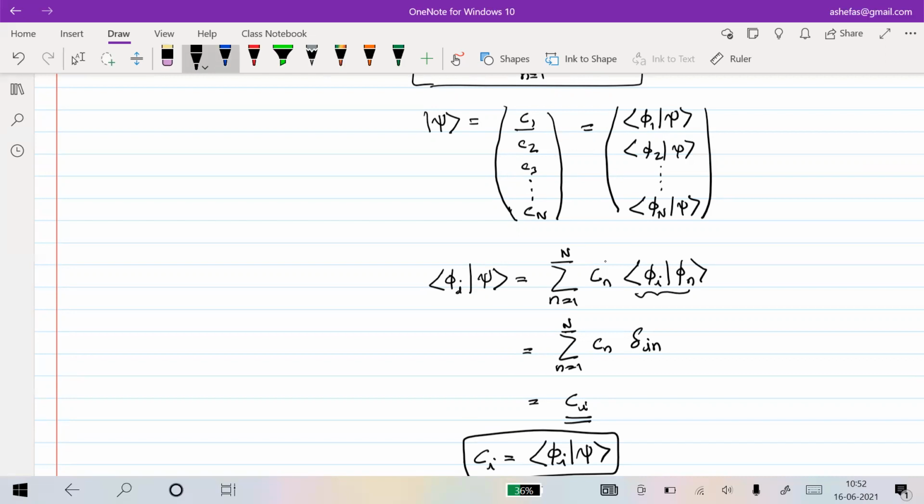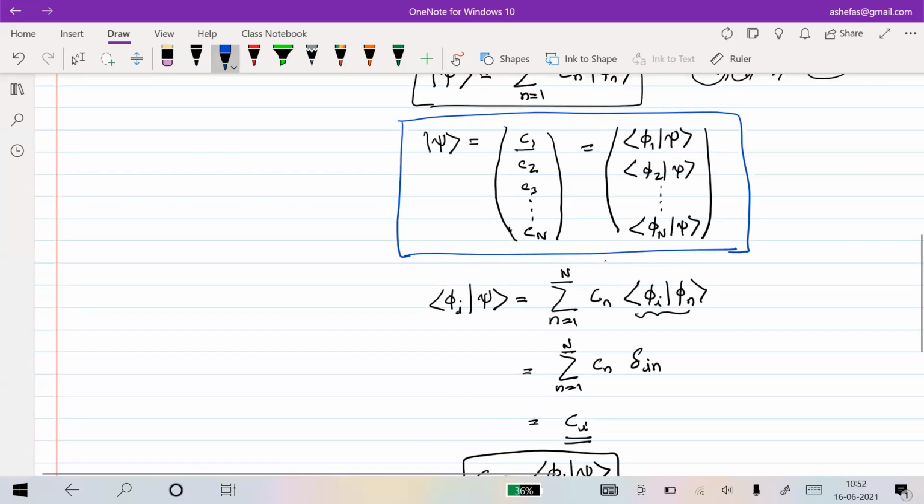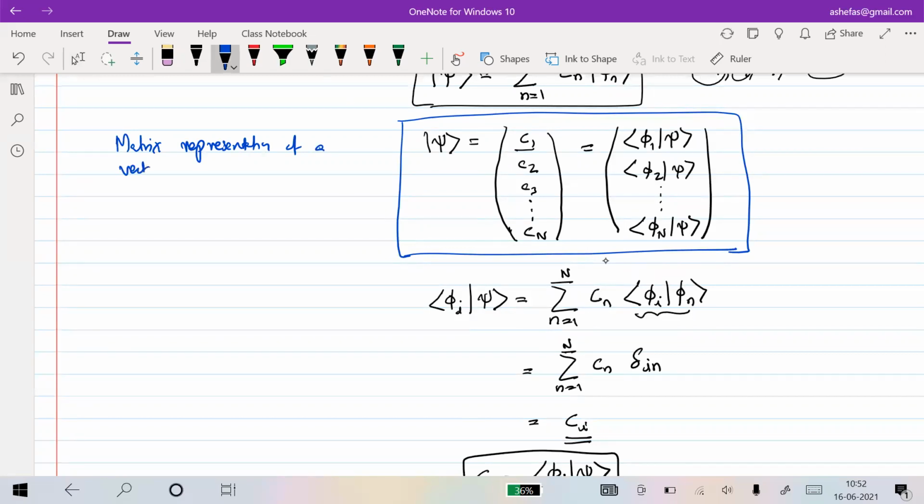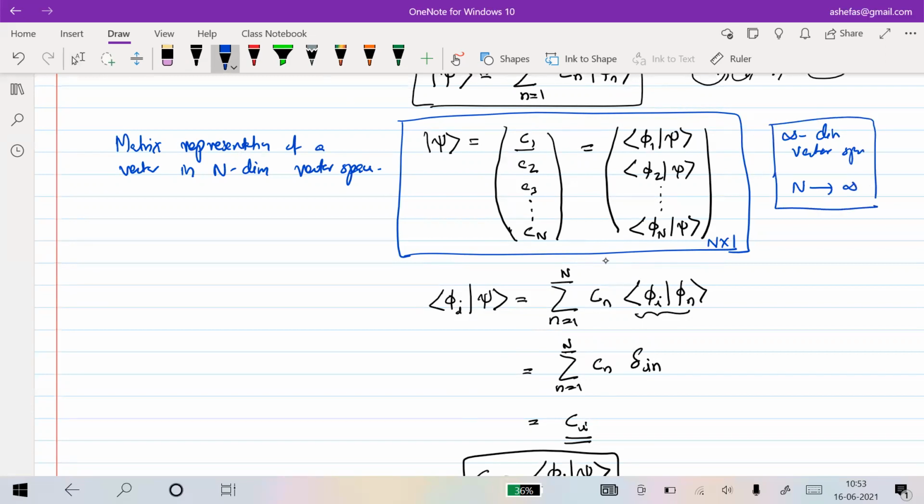So this is the representation of a ket vector in matrix form for an N-dimensional vector space. Better, we can write the matrix representation of a vector in N-dimensional vector space as a column vector, and this will have a total of N rows and 1 column. For an infinite dimensional vector space, the only difference is simply that this N tends to infinity. All other things will remain the same.